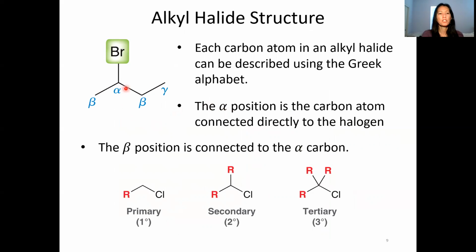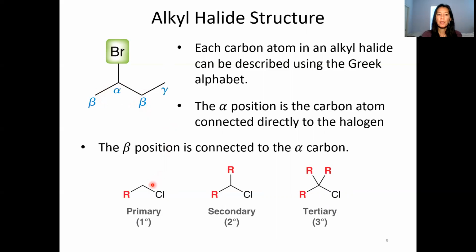The other thing I want to mention is the language we use. If you have an alkyl halide here, the carbon that's directly attached to the halide is the alpha carbon. The next position over are beta carbons. This is just easier to identify. For example, if you need to do an elimination, you eliminate a beta hydrogen here.